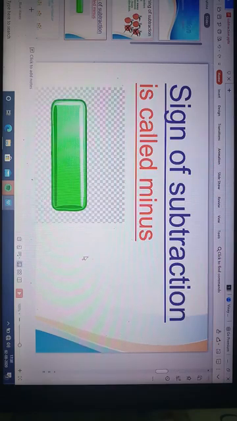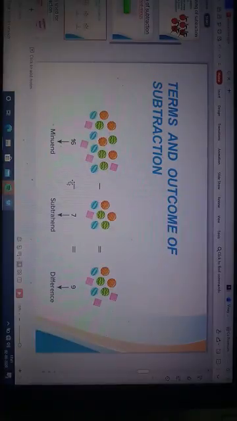Now, do you know, students, which sign or symbol is used for subtraction? Yes, you know it very well. The sign of subtraction is minus, and we write it as this. Clear, beta?